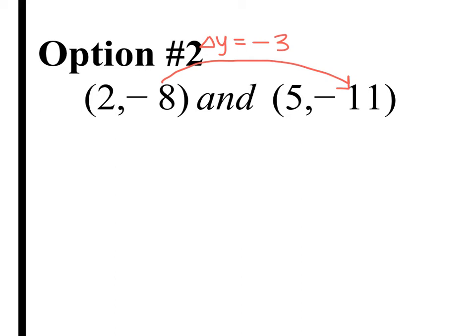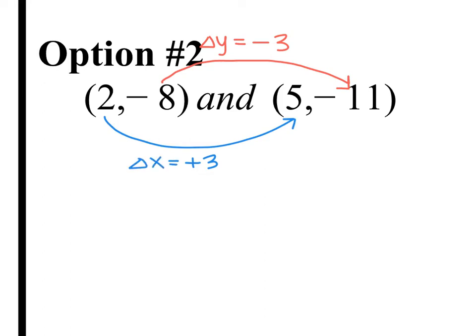Because I'm looking at my y values here, and if you need to label them like x1, y1, x2, y2, you can. You don't really have to. Okay, now I'm gonna look at my x values. To go from 2 to 5 on a number line, I add 3. So that's my change in x.